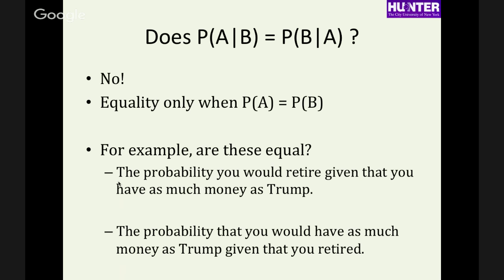So as I mentioned, the probability of A conditional on B is not the same as the probability of B conditional on A. The George Washington Bridge is one example. Here's another example. Yes?